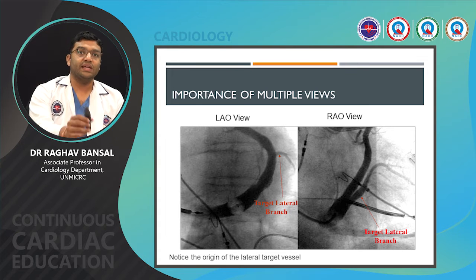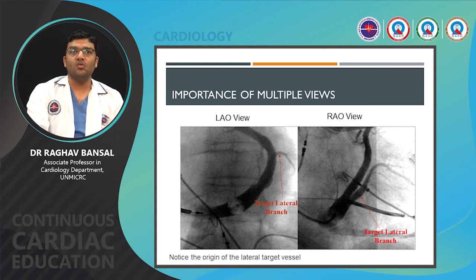So sometimes, like in this example, if you see the LAO view only, you see that there is a good target lateral branch in which you would like to implant the CS lead. But if you see the RAO view, this branch arises much more near to the proximal CS, much more near to the CS os as compared to the LAO view. So if you have seen only the LAO view and you are trying to go distal to the ostium of that branch and then trying to cannulate this branch, it will be impossible to cannulate this branch until and unless you switch to the RAO view and then try to cannulate.